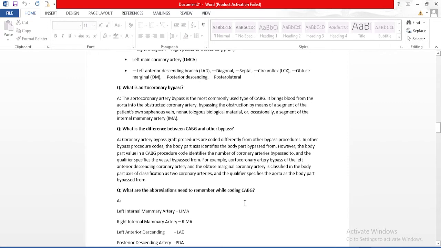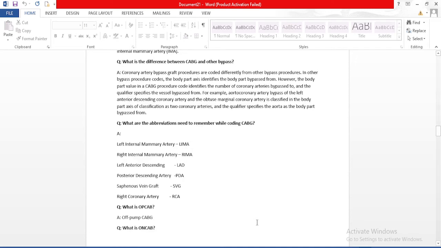What is aortocoronary bypass? The aortocoronary artery bypass is the most commonly used type of CABG. It brings blood from the aorta into the obstructed coronary artery, bypassing the obstruction by means of a segment of the patient's own saphenous vein, non-autologous biological material, or occasionally a segment of the internal mammary artery. So the aortocoronary bypass means the physician will create a bypass between the aorta and the coronary artery where it is obstructed, near the obstruction, so that the patient will get enough blood supply to the muscles.